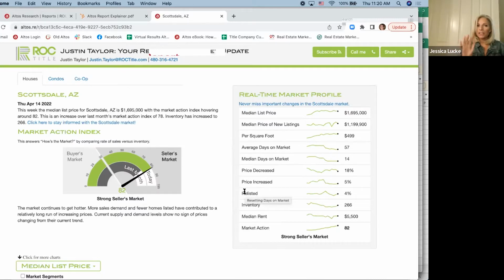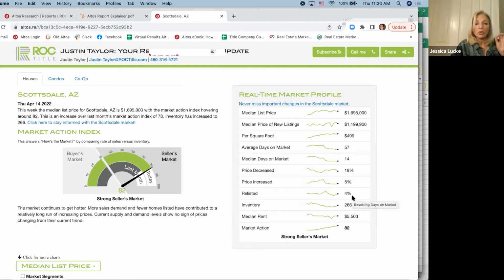Okay. Now, the other key indicator of maybe seeing a shift in the market is the relisted. So understand what relisted is for us, Altos. Relisted for us is anything that comes back on the market. For example, if it goes pending, that's considered absorbed for us. So if it goes pending, falls out of escrow, boom, it's relisted. Expires, comes back on the market, relisted. Okay, change agents, relisted. So this relisted number is important to keep an eye on. Anything less than 10% is the norm. So the percentage isn't as important as it is the steepness of the climb.